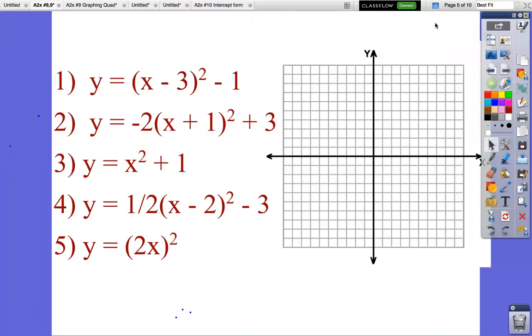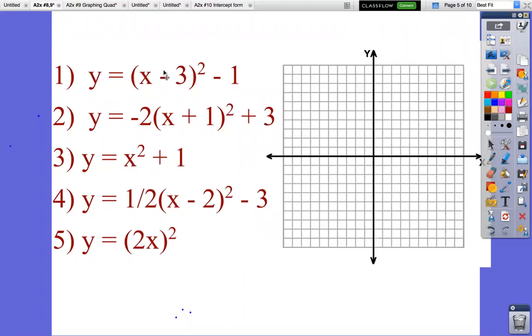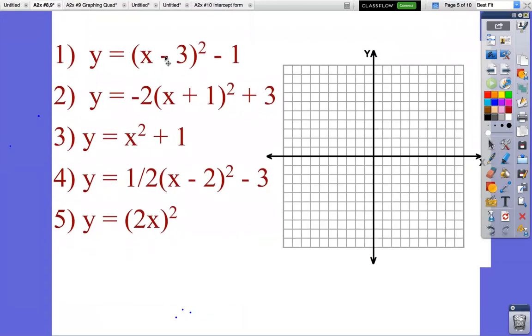Now, there's 2 ways that I'm going to show you. The first way, you're not going to see me do this very often, but I am going to show you, it's a viable option. The first thing that I'm going to do on number 1 is find the vertex. So the very first thing I want to do is find the vertex.